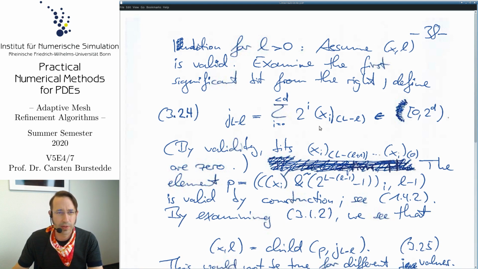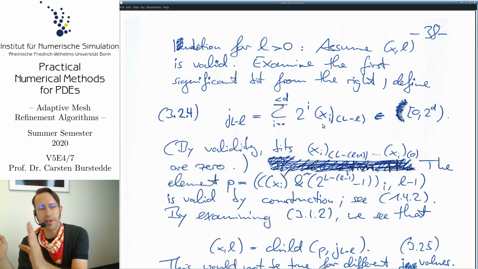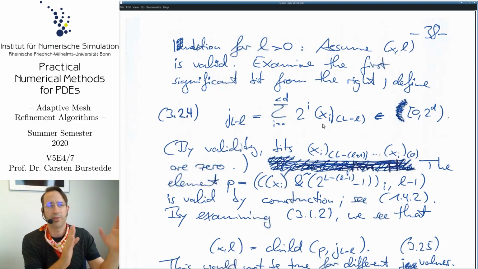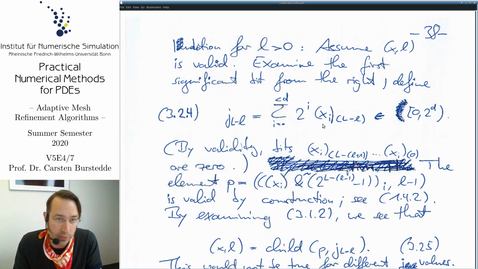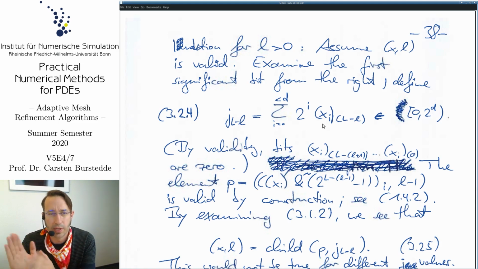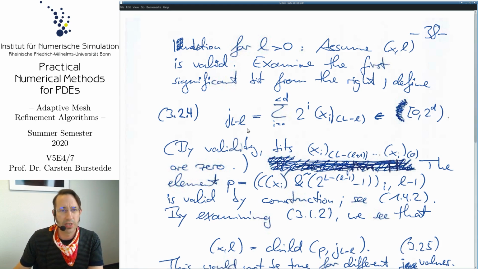The bits are here. We know that they are either 0 or 1, unspecified. By validity, all the bits to my right of that are 0, and all the bits to my left of that are also anything as far as we know. The bits to the right are 0 due to the is valid assumption. And then we take the first significant bit from the right that is not 0, add it up by dimension to get this number, which is between 0 and 2 to the power of d, which gives us this j.